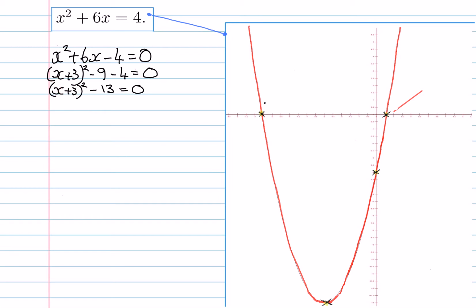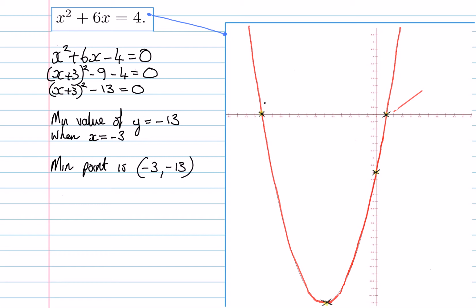And you'll notice that the coordinate point here, minus 3, minus 13, is this minimum value down at the very bottom here. So the minimum value of y is going to be minus 13 when x is equal to minus 3. So the minimum point for this U-shaped curve here is minus 3, minus 13. So that's how completing the square can be useful to us.